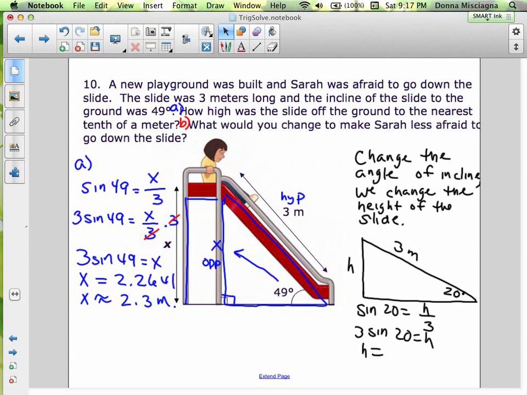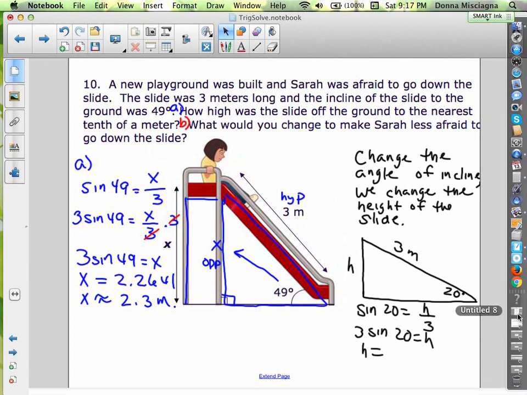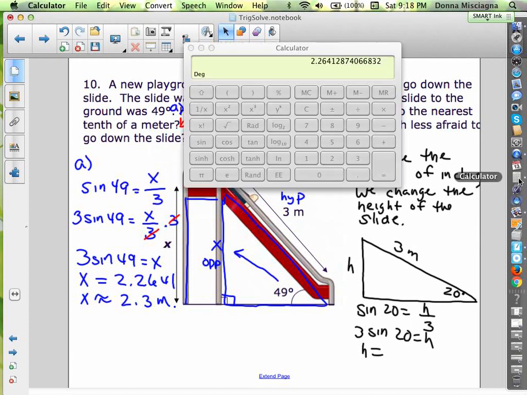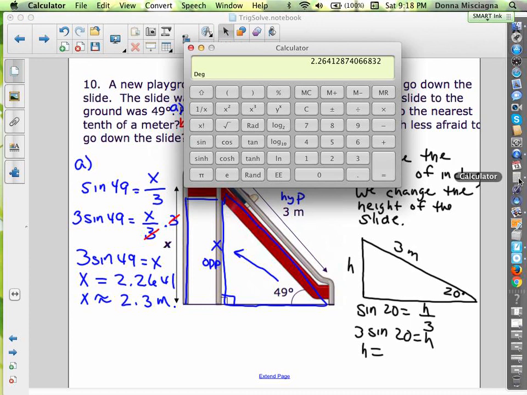And by the way, 20 degrees was just an arbitrary angle measure. I could change to any angle measure I want. We could really scare her, make it super steep, right? Make that even higher. But if we ever want Sarah to come down the slide, we probably should make that angle a little less.